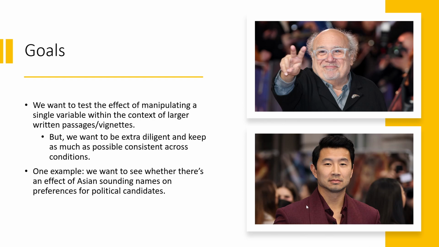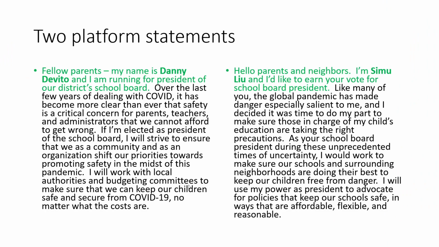And we want to see if just the presence of one of these names affects how people feel about a candidate. Okay, so first thing we do is we come up with two platform statements, right? This seems like the most intuitive approach here. So I wrote a platform statement here for Danny DeVito, and I wrote a platform statement over here for Simu Liu.